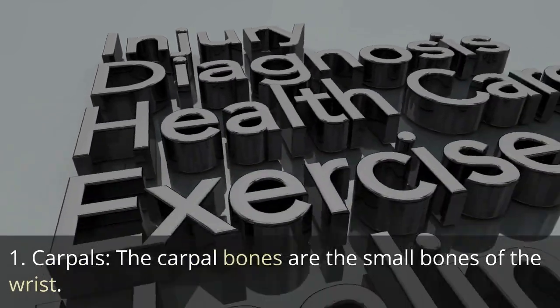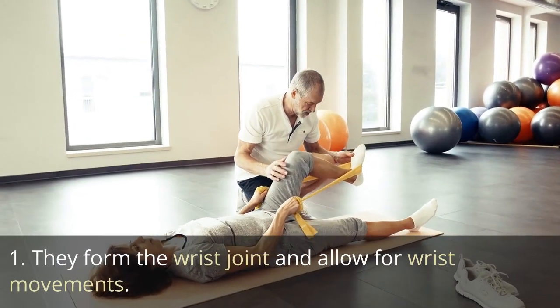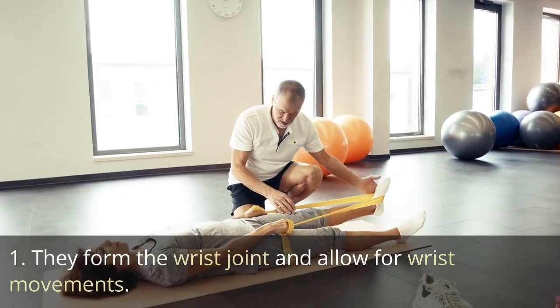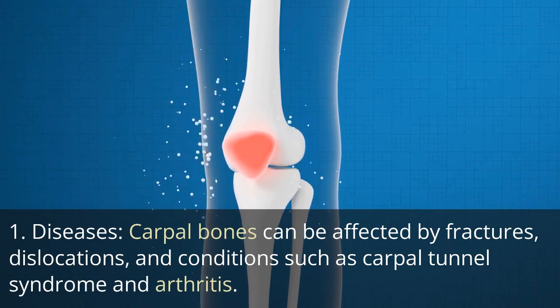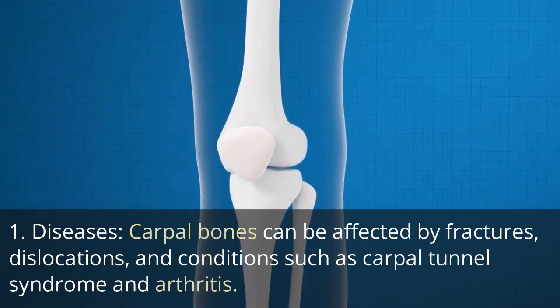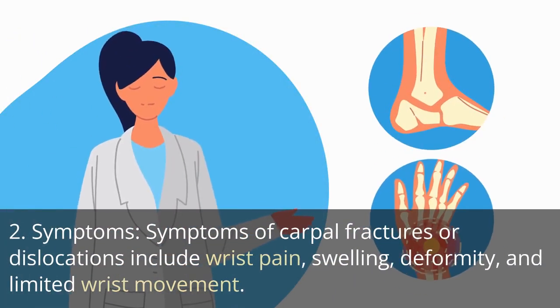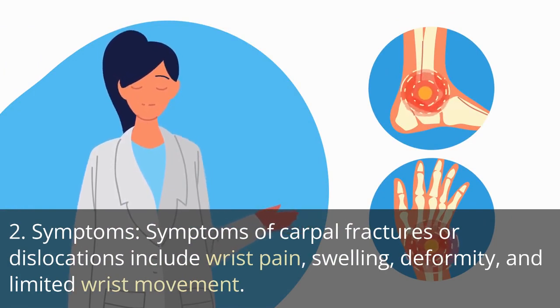3. Carpals. The carpal bones are the small bones of the wrist. They form the wrist joint and allow for wrist movements. Diseases. Carpal bones can be affected by fractures, dislocations, and conditions such as carpal tunnel syndrome and arthritis. Symptoms. Symptoms of carpal fractures or dislocations include wrist pain, swelling, deformity, and limited wrist movement.